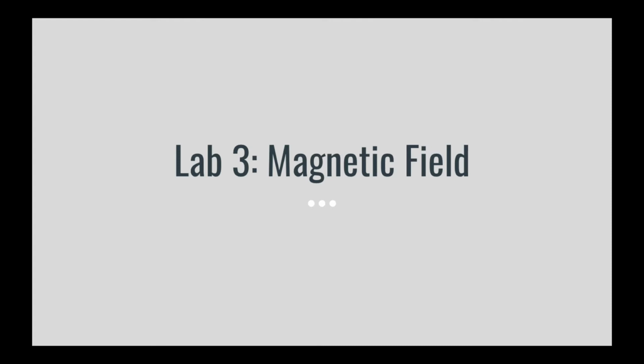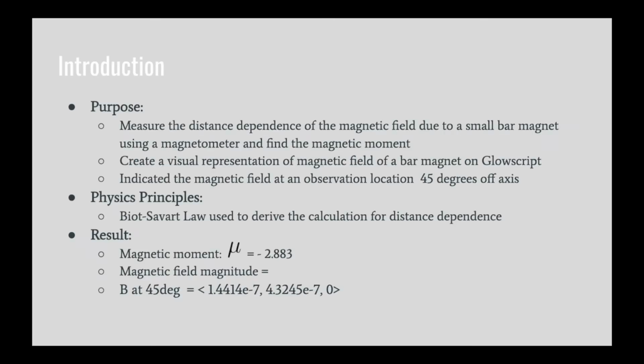Hello, this is Lab 3 on magnetic fields. To begin, the purpose of this lab is to measure the distance dependence of the magnetic field due to a small bar magnet, which we will use a magnetometer to measure. And using this data, we will calculate the magnetic moment. We will also create a visual representation of the magnetic field of a bar magnet on GlowScript and indicate the magnetic field at an observation location 45 degrees off axis at a distance d.